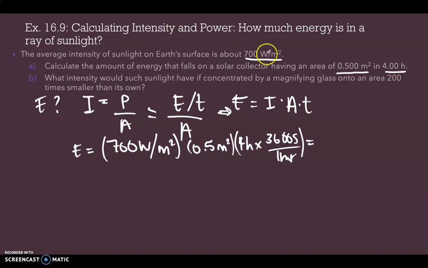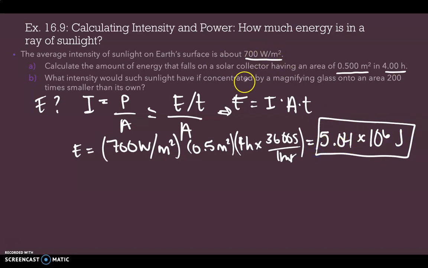So again, we are calculating the energy that falls on a solar collector. This is the amount of energy: it's 5.04 times 10 to the 6th joules. So that is my energy that goes onto my solar panel, you could say.